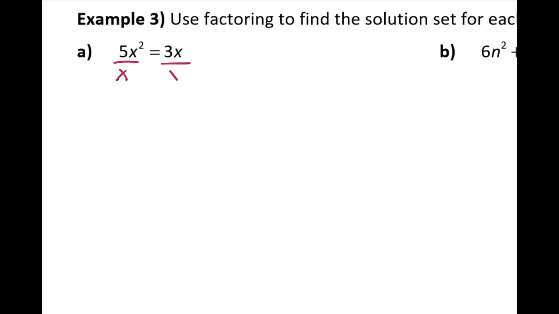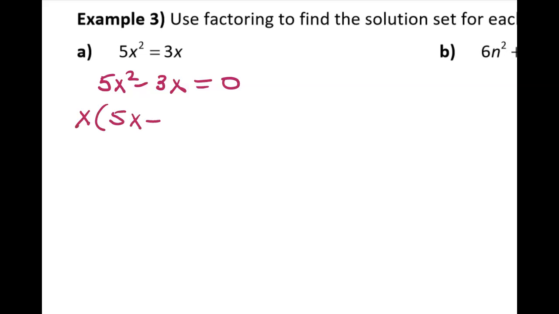Sometimes students will divide by x, and then they get 5x is equal to 3, and they solve, and they only get one solution. Remember, this is a quadratic equation. If we divide by that variable, we have the potential to lose a solution. So what we want to do here is move all the terms to one side. That is to say, we're going to subtract 3x from both sides. Then factor, and this we can factor out the GCF. x times (5x - 3) is equal to 0.